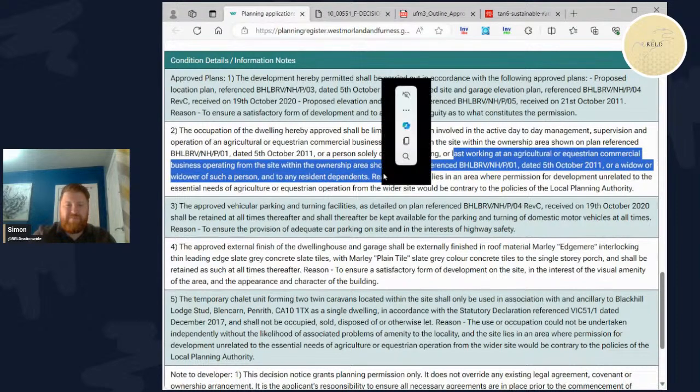and to any resident dependents. Now, forget the reason, because it doesn't matter, it's the local authority. They're the ones who are deviating or allowing somebody to go there or occupy. But if you think of the looseness of that wording, essentially what it's saying is, if you're involved in an agricultural or equestrian business from this site, then you qualify for the occupancy clause.